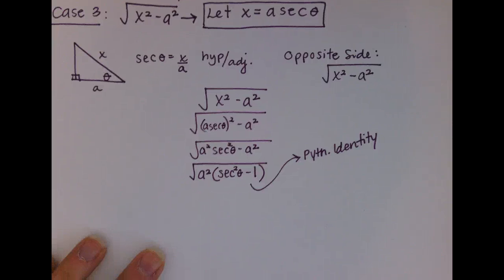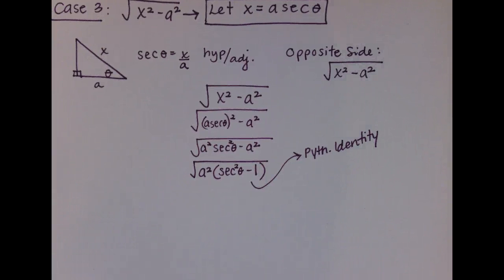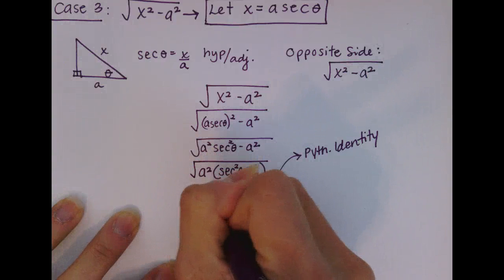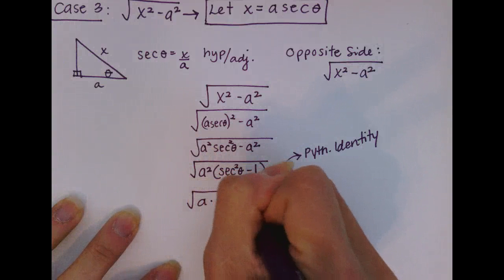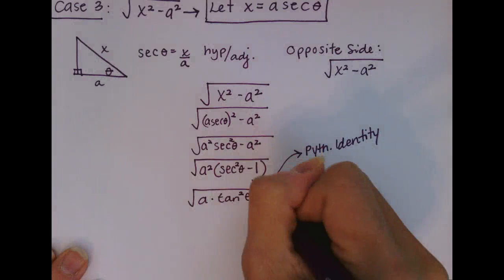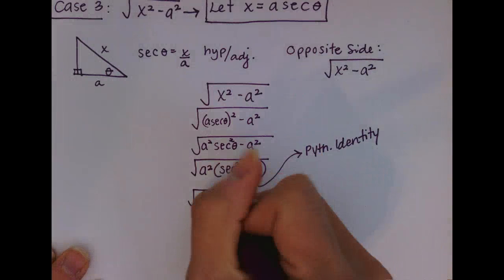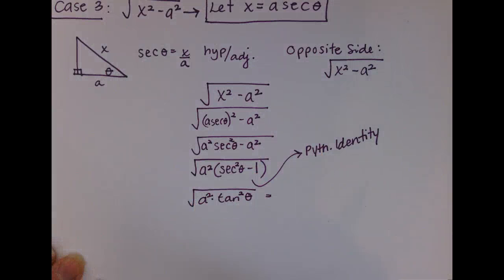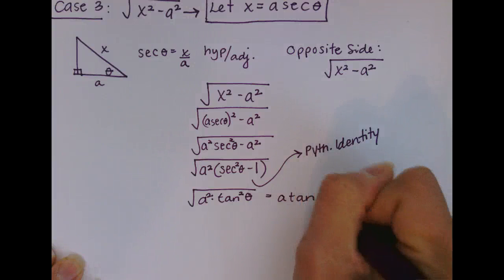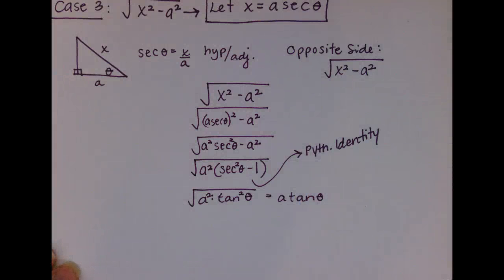So it's basically the same Pythagorean identity as we used in case number 2, it's just the opposite version. So here I'm going to let secant squared theta minus 1 become tan squared theta. And if I simplify, I again forgot to carry down my squared there. If I simplify the square root of this, it becomes a times the tangent of theta.